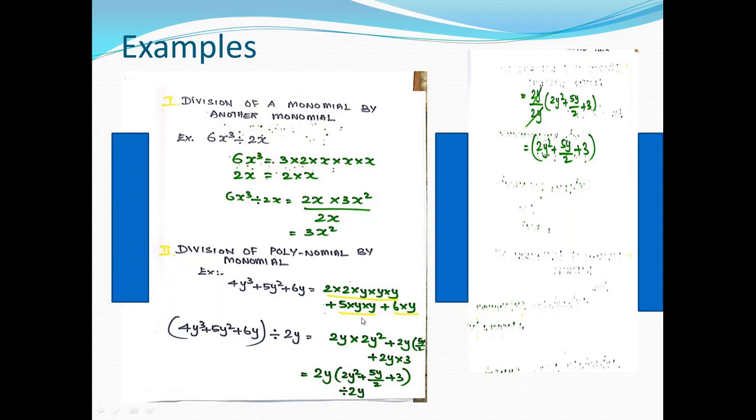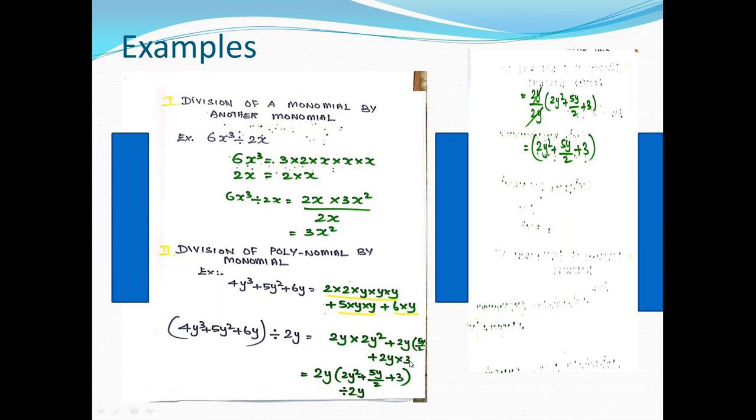So what we have to do in those cases is write the odd number. 5 can be written as 5 by 2 multiplied by 2. If you solve 5 by 2 multiplied by 2, you will get 5. So in this way we have to write to get a common factor. So 2y will be common for the middle term, and for 5 the remaining is 5y divided by 2, plus in the third term 2y is common, multiplied by 3.